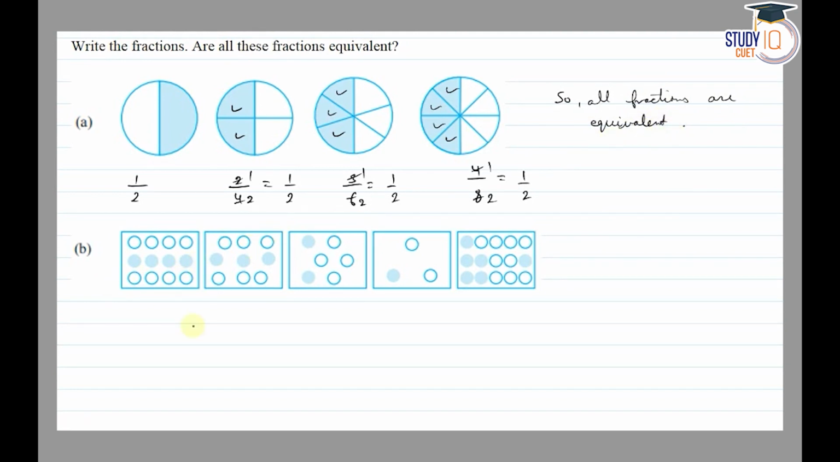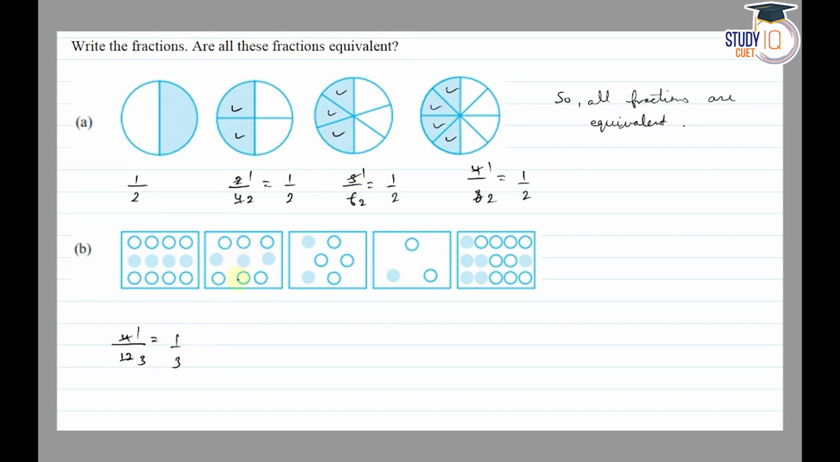In part B, 1, 2, 3, 4. 4 3s are 12. So total 12 parts and 4 are shaded. So by simplifying, 4 1s are 4, 4 3s are 12. 1 by 3.